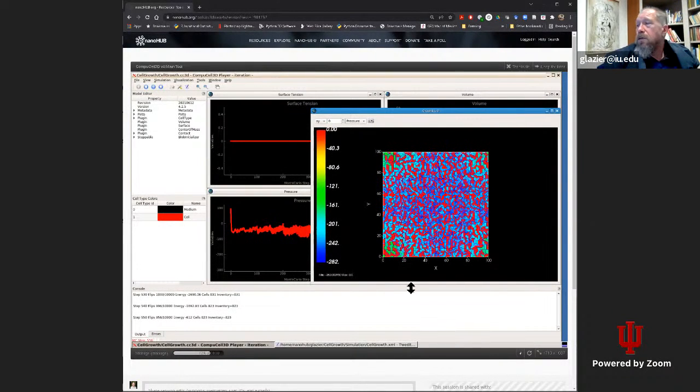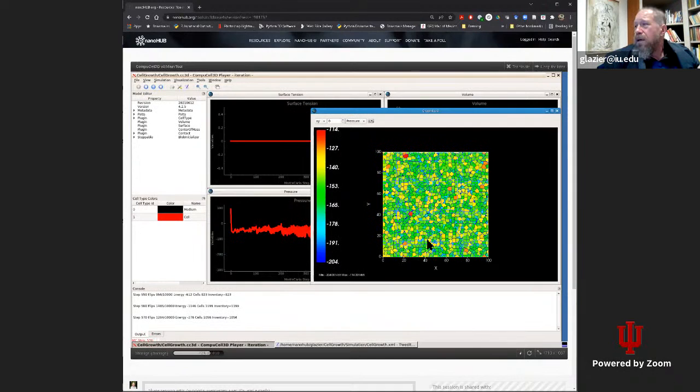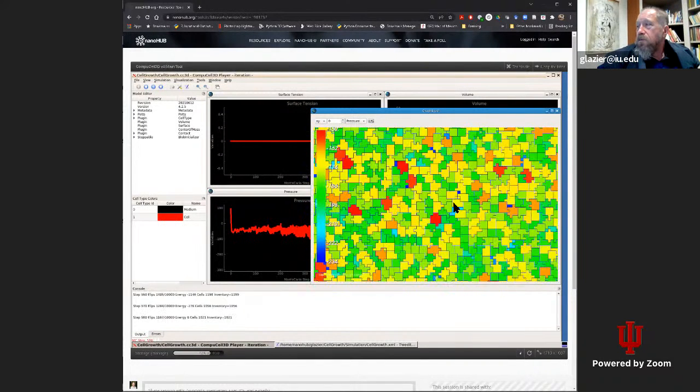Minus 282 for the maximum pressure. 174. Certainly doesn't look very biological. It's a little hard to see, but you're actually having cells that are disappearing. Some of the cells are getting squeezed out of existence here. If I zoom in, look at these little blue guys here.